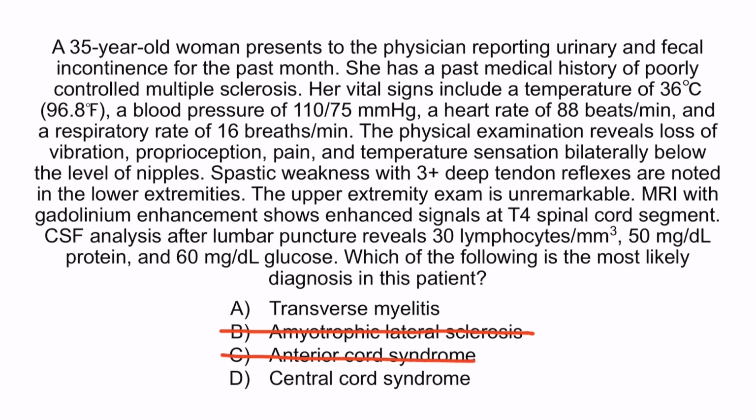Option C is incorrect because anterior cord syndrome damages all major tracts except the dorsal column system. This patient has lost vibration and proprioception, indicating dorsal column damage. Therefore, anterior cord syndrome is excluded.